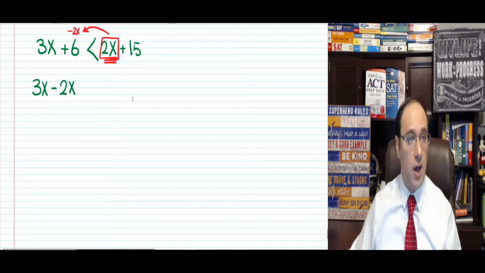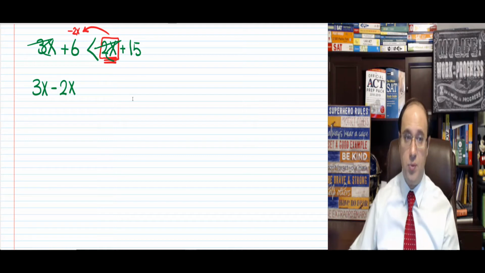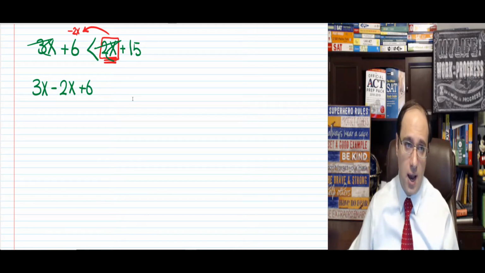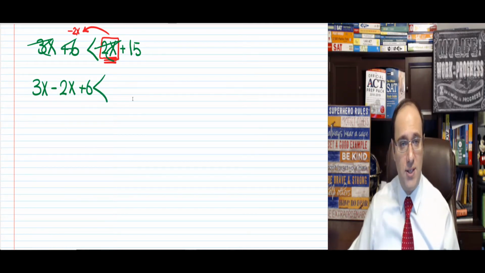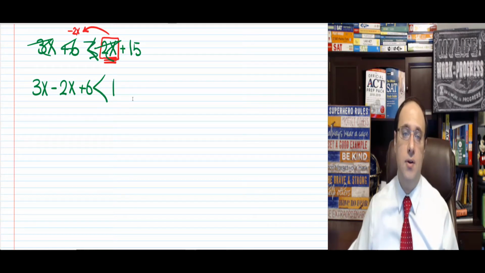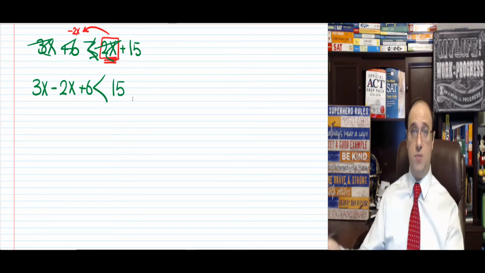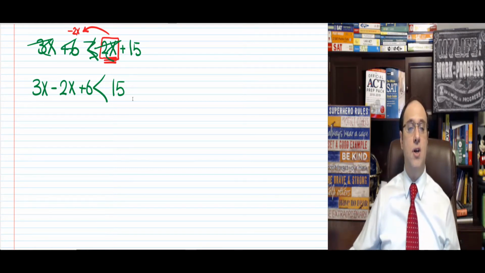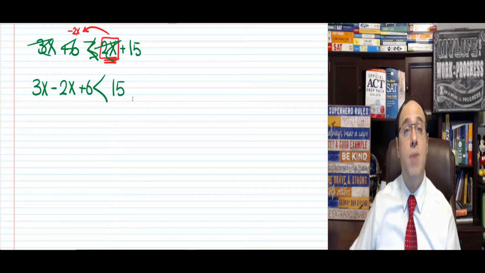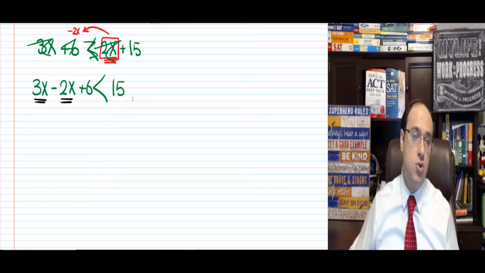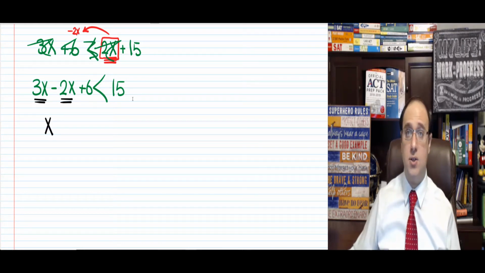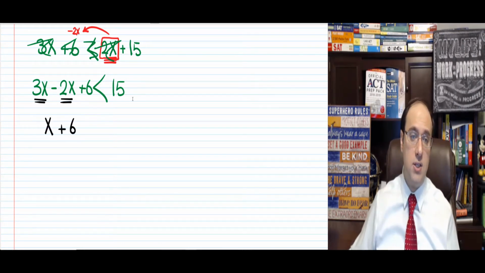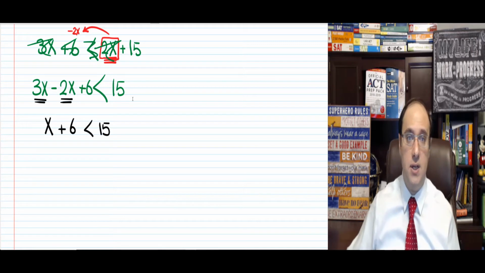Now, I got rid of the 3x. I got rid of the 2x right here. I rewrote them. Plus 6. Now this is over. Put the less than sign. Over. You're left with plus 15, which just means positive 15. Good. Now it's looking better. Combine like terms, please. We have 3x minus 2x, which equals x. Plus 6 is less than 15.